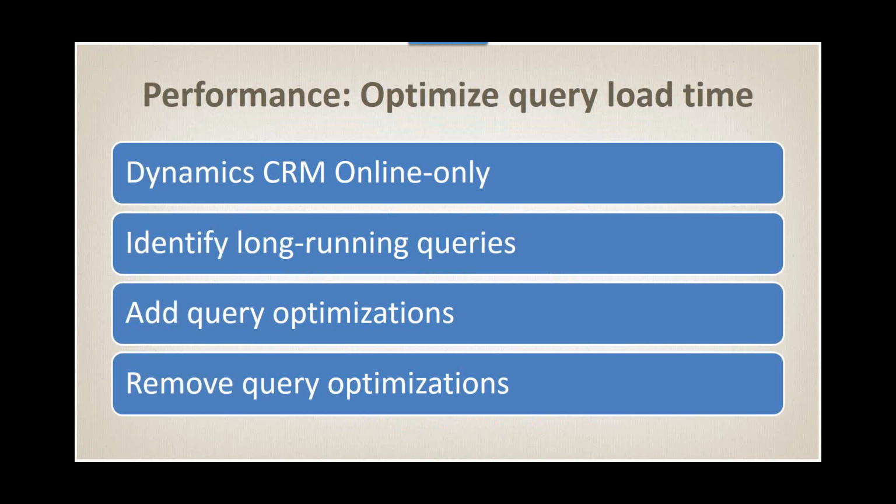So it's only on CRM Online. It's actually off of settings. And it allows you to identify these queries. It will add some optimizations, which I'm fairly sure are indexes. And then if they don't work out, you can actually remove those customizations.